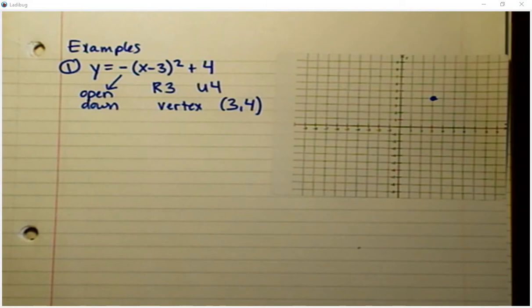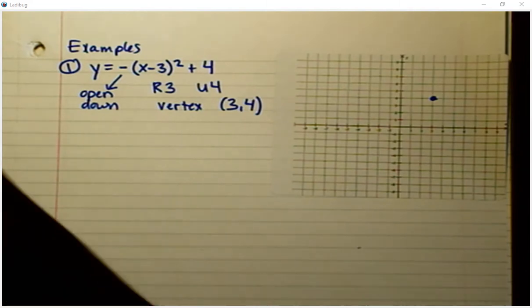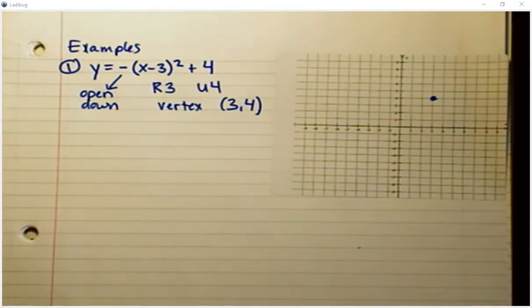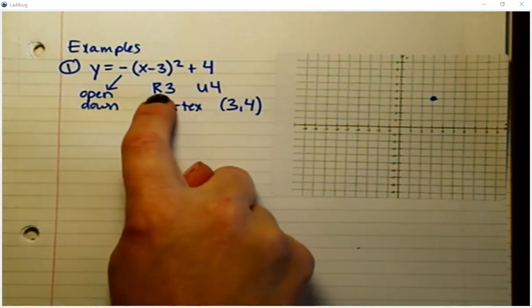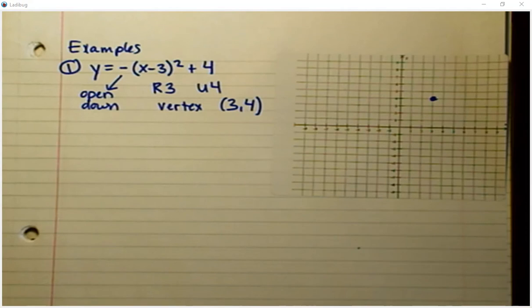Is the X part of the vertex whatever direction it is at the end? Yes. So if it was X plus 3, your vertex would be negative 3. Yeah, it's whatever direction you're moving. Right is positive, so it goes plus 3.